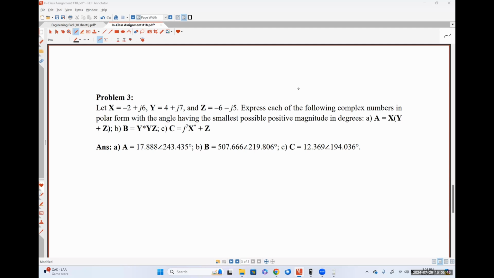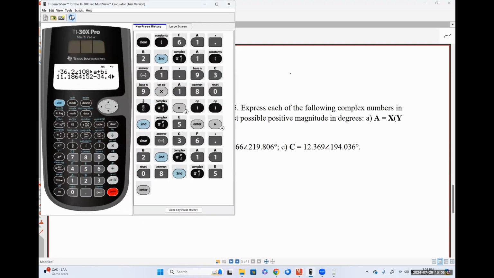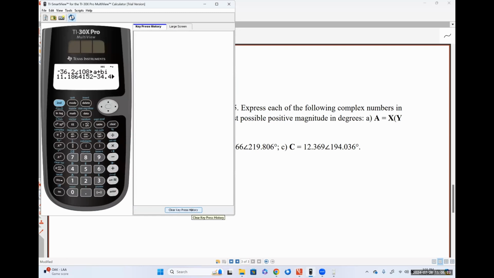All right. So I'll pull up the TI 36. So the TI 36 is very easy to store stuff into its memory. The Casios aren't particularly difficult by any stretch of the imagination, but the TIs are a little bit easier here. So if we look at problem 3, what I'm going to do before I worry about literally anything is I'm going to take all 3 of those complex numbers, X, Y, and Z, and store them in my calculator's memory. So X is -2 plus J6.